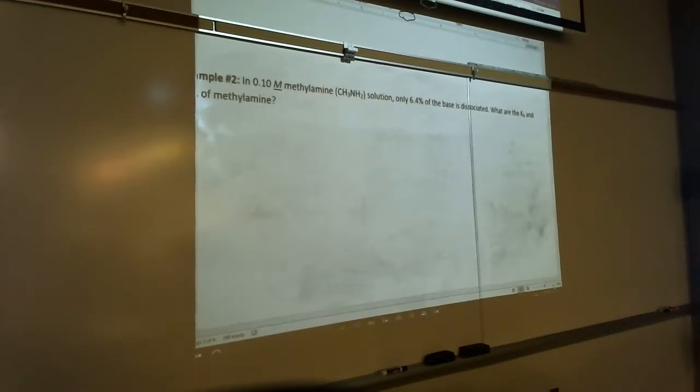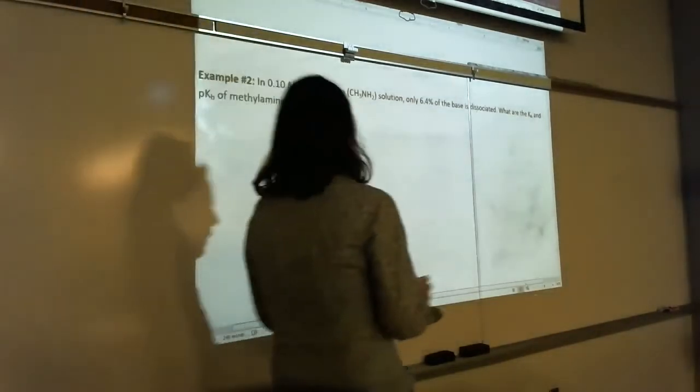That's the hope. Okay, so you've got a 0.1 molar methylamine solution, and it's 6.4% dissociated. Woohoo, that's really high, right? What's Kb and what's pKb?